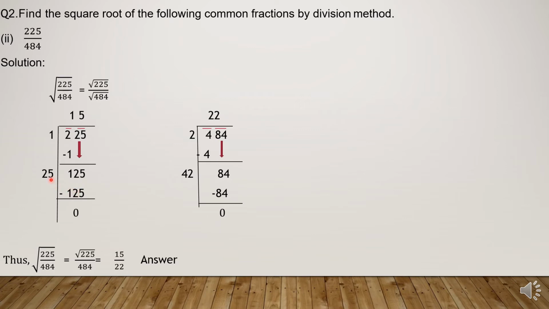So 5 is the number. You can try here 4, you can try here 3. If you try here 4, then 24 will multiply with 4. If you try here 3, then 23 will multiply with 3. If you try here 5, then you will multiply 25 with 5. So when we try here 5, we multiply 25 with 5 and we get the same number, that is 125. Subtract them, we get 0.